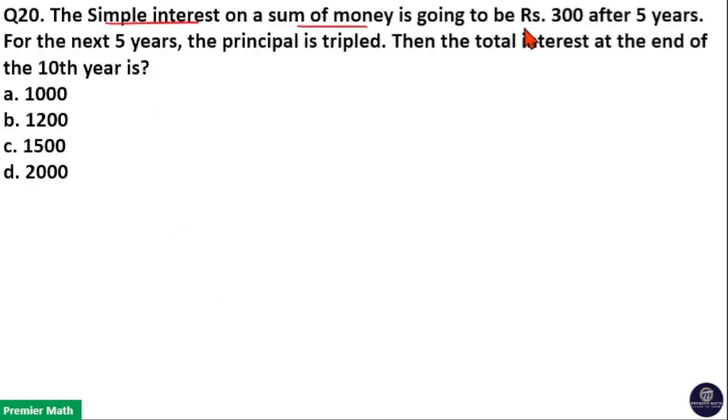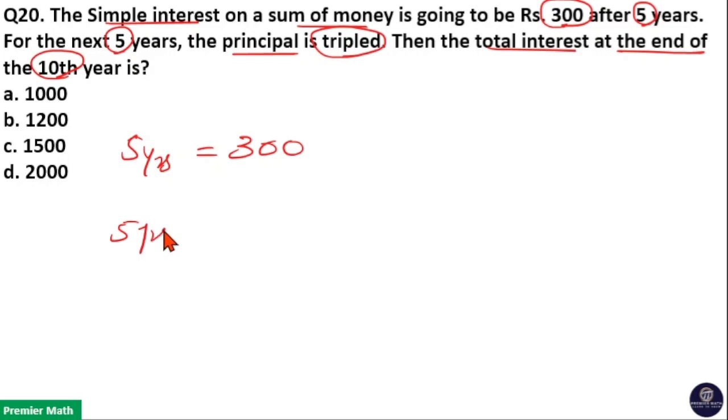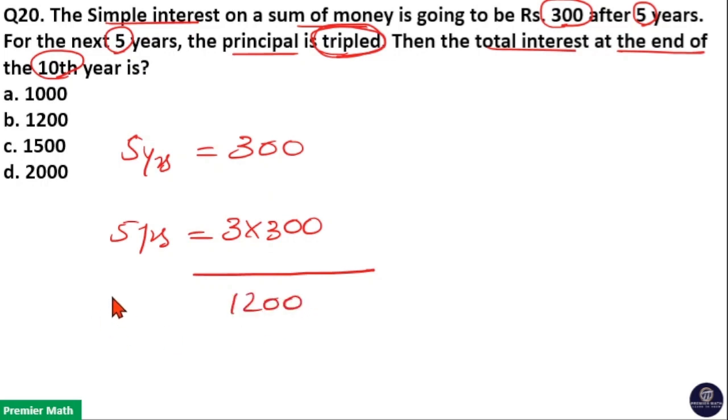Simple interest on sum of money is going to be rupees 300 after 5 years. For the next 5 years, principal is tripled. Then the total interest at the end of the 10th year is. Here number of years and rate are same. For the first 5 years, simple interest is 300 rupees. And for the next 5 years, principal is triple. And number of years and rate are same means simple interest also triple. That is 3 into 300. 900 is the interest for the next 5 years. So total interest become 300 plus 900, 1200 rupees. After 10 years. So option B is your answer.